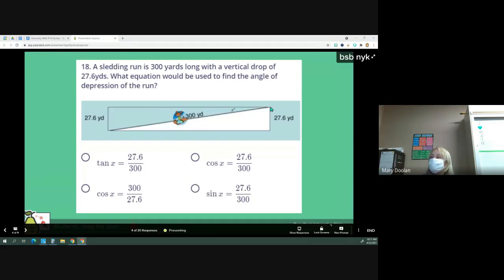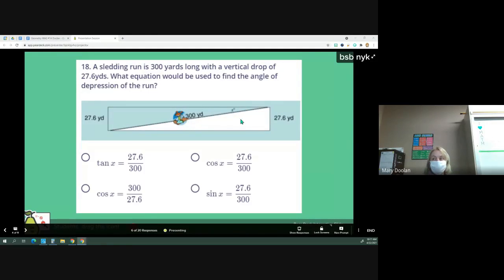But it's 300 yards long. So this thing on a sled is going down this 300-yard long sledding run. It's going downhill. There's a vertical drop of 27.6 yards. This height is the same on both sides. That is a perpendicular to the ground measurement, 27.6 yards. And we want to know what equation would be used to find the angle of depression of the run. So how steep is this? What is this angle from the viewpoint at the top, looking down? What is this angle of depression?